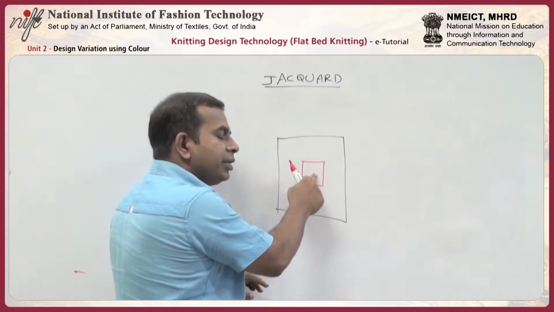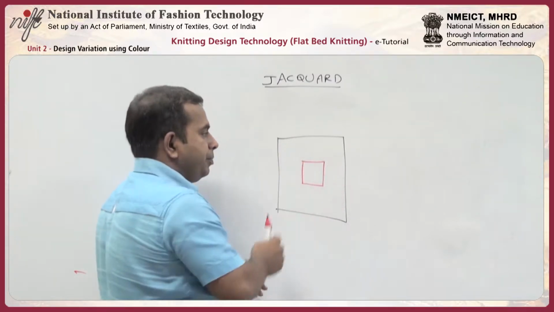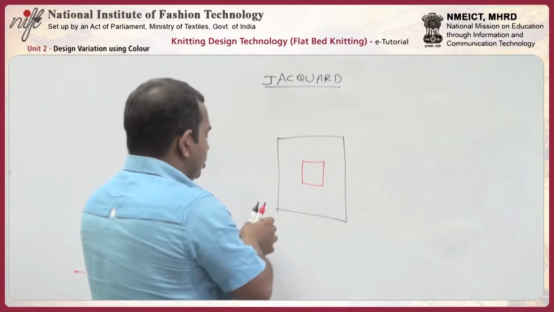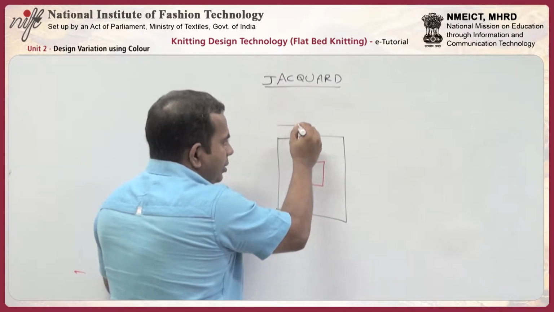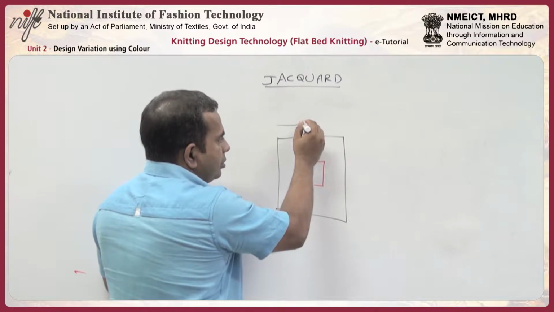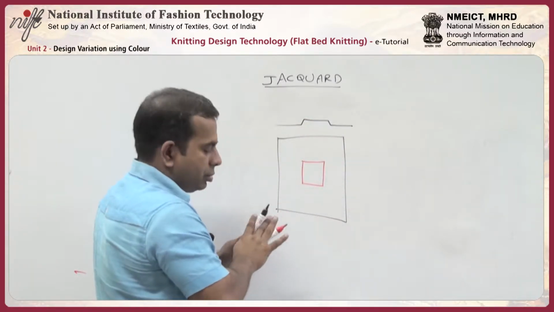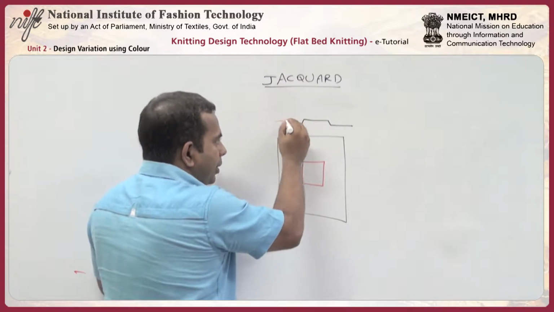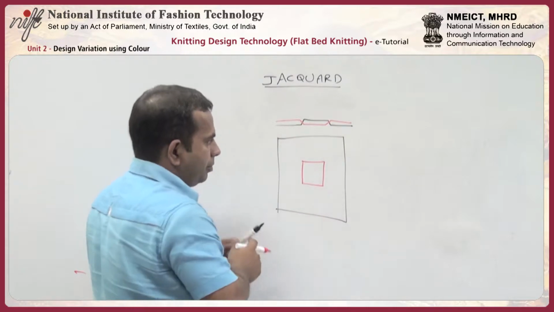Black is available here, but it is hidden. Red is available here, it is hidden. So if I show a technique, the black is in the front side, then back side, then again in the front, the red in the back side, in the front side, then here again.